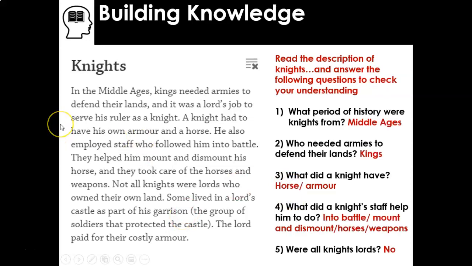So what period of history were the knights from? Actually, it tells us right away in the beginning phrase here, in the Middle Ages. There's our phrase. It's not got a verb in it, but it's telling us when something happened. So the period of history that knights were from were the Middle Ages. So Middle Ages is our correct answer. Brilliant. So knights were very much of the past.